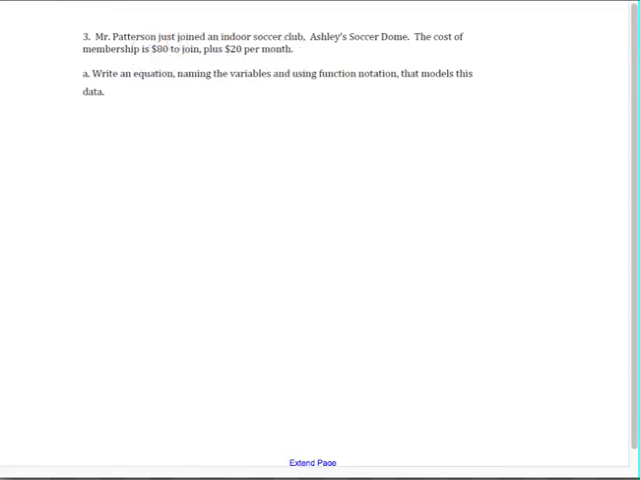But my independent and dependent variable, because my total cost for membership depends on how many months that I've joined, I'm going to identify C as being cost, and T as the time in months.